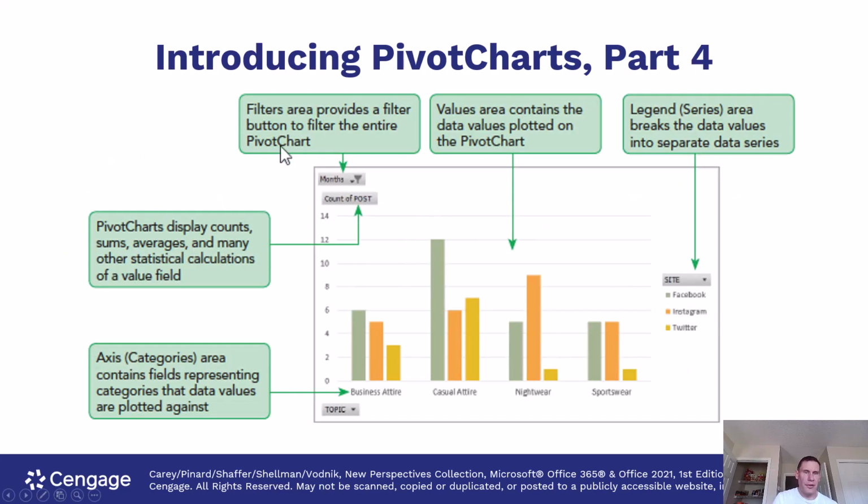So here we can see the filters area provides a filter button to filter the entire pivot chart. The pivot chart displays counts, sums, averages, etc. The axis or categories area contains the fields representing categories that data values are plotted against. Here we can see the values area, which contains the data values plotted on the pivot chart. And then the legend or series area breaks up the data values into separate data series. So again, like the old saying goes, a picture is worth 1,000 words. So this is much better presented like this than it probably would be as just a bunch of numbers.